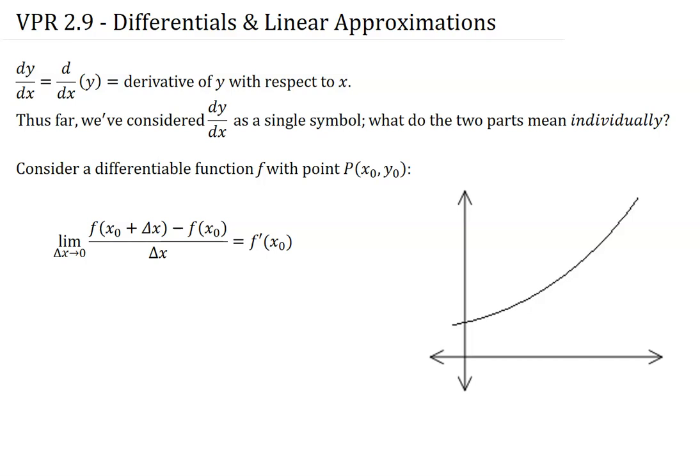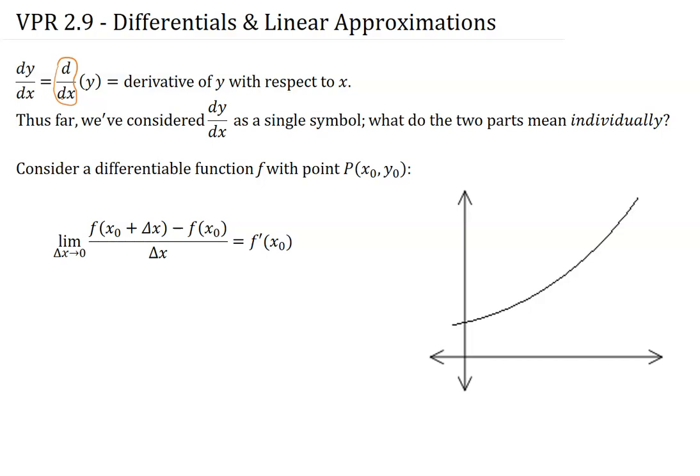So far, when we write the Leibniz notation for the derivative, which is dy over dx, we've talked about how that's the same thing as applying this operation of d over dx onto a function y, and that it means the derivative of y with respect to x. And we've considered dy over dx as one symbol or one term by itself. What we want to look at now is what those two parts mean individually. So what are dy and dx when we separate those?